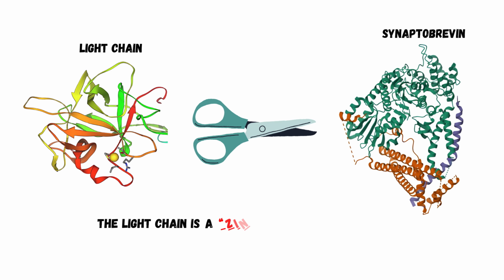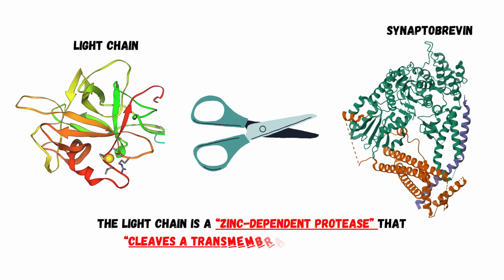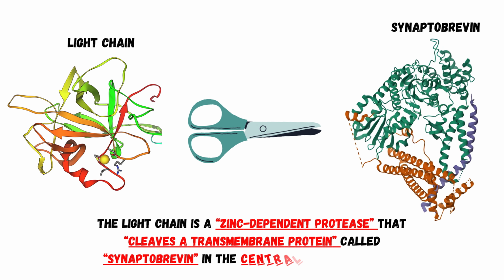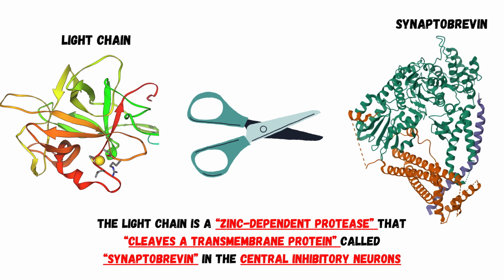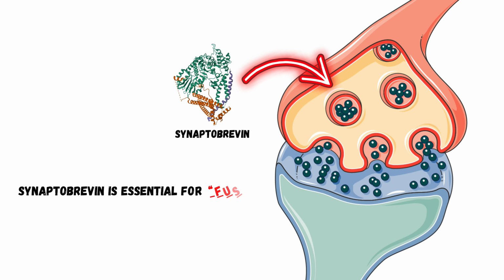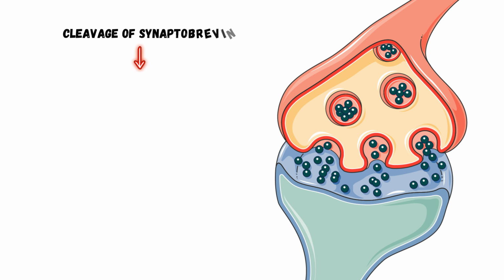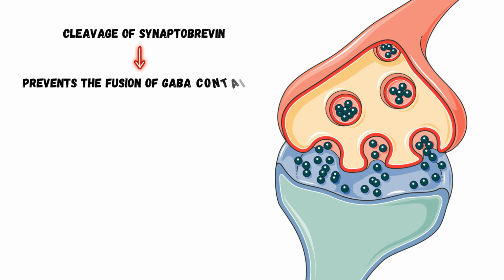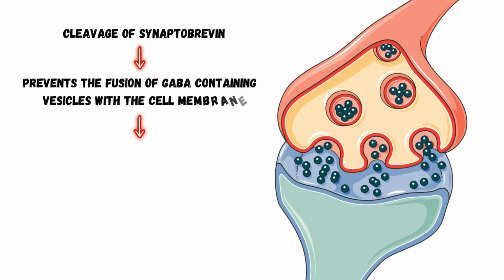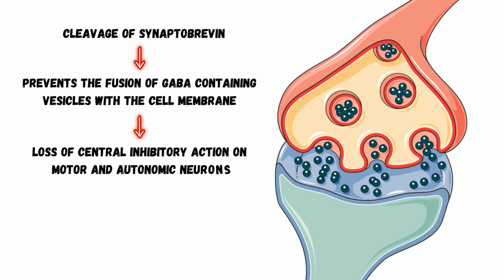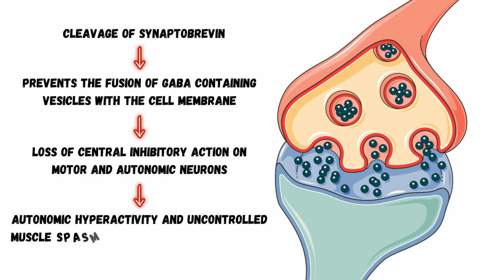The light chain is a zinc-dependent protease that cleaves a transmembrane protein called synaptobrevin in the central inhibitory neurons. Synaptobrevin is essential for fusion of the neurotransmitter-containing vesicles with the cell membrane. Cleavage of synaptobrevin prevents the fusion of GABA-containing vesicles with the cell membrane, causing loss of central inhibitory action on motor and autonomic neurons. This will ultimately lead to autonomic hyperactivity and uncontrolled muscle spasm in response to normal stimuli.